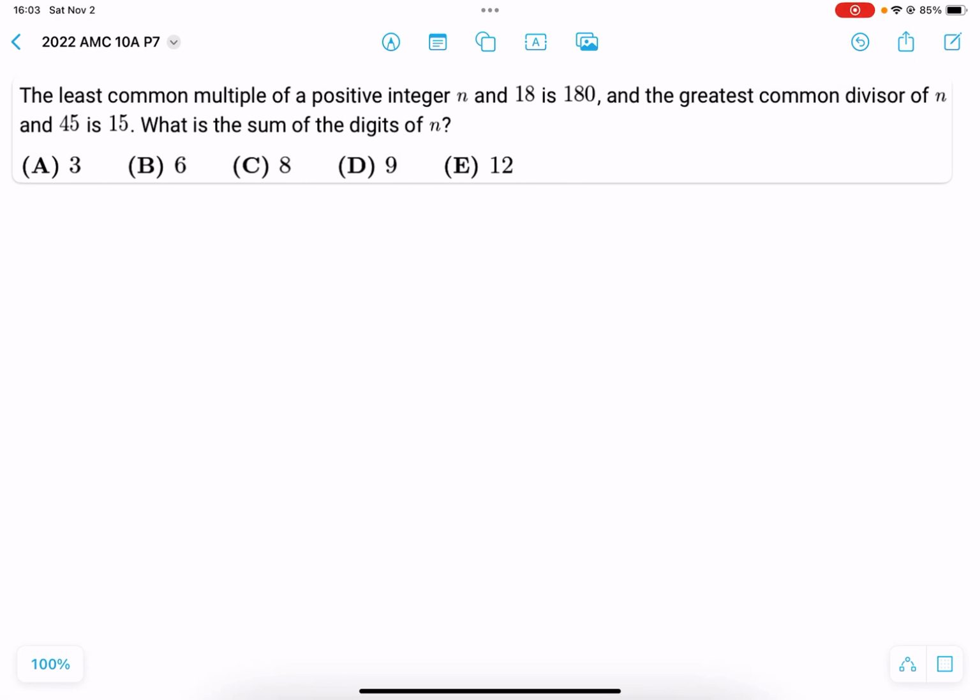Today I'll talk about the 2022 AMC 10A Problem 7. The least common multiple of a positive integer n and 18 is 180. And the greatest common divisor of n and 45 is 15. What is the sum of the digits of n? And there are 5 options as usual. So let's just start this problem.